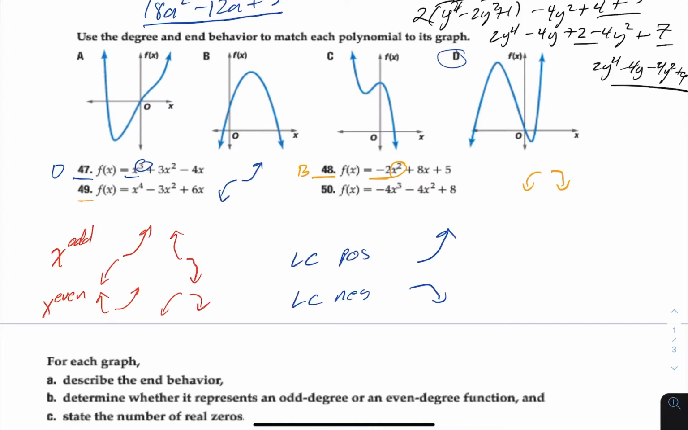49. The leading coefficient is positive, so up, and then odd, so even, sorry, so up. So that would be A. And then right here, the leading coefficient is negative, so down to start off with, and then odd power, odd degree, sorry, so you switch. So that would be C.